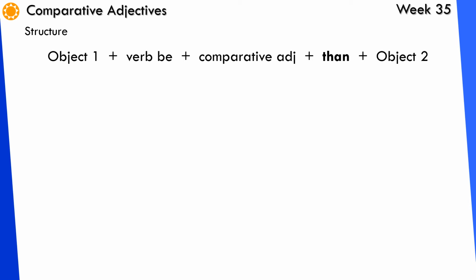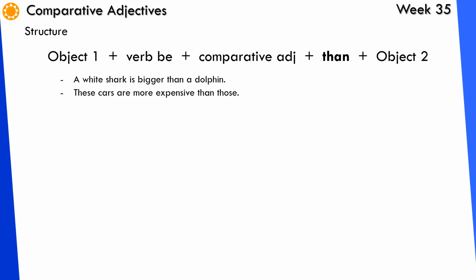Now let's check this structure. It is object 1, we need a verb be, the comparative adjective, the word than, and the object 2. Look at these examples. A white shark is bigger than a dolphin. These cars are more expensive than those. Mariana and I are taller than Max and Jane.